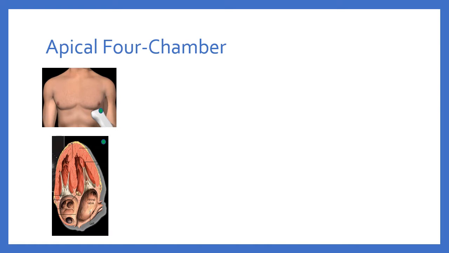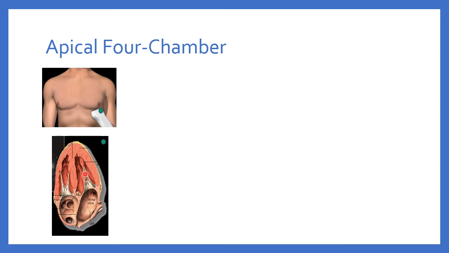When we move on to our next view, we have to put the probe in a different location. So we move the probe down to the point of maximal impulse, which is right at the apex of the heart, and we want the probe indicator to be towards the left side of the patient. So when we look at the screen, we have our probe marker on the right side of the screen, and this is going to give a typical radiologist view where we have the left side of the patient on the right side of the screen.